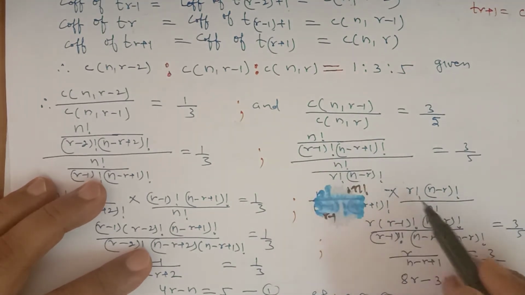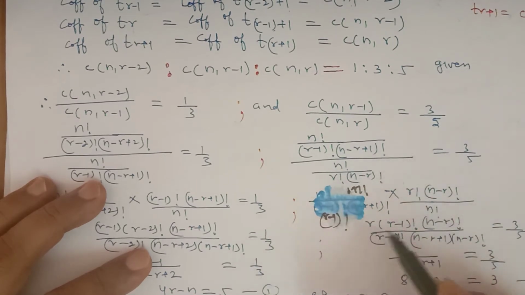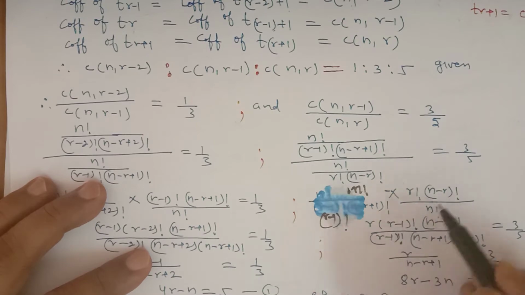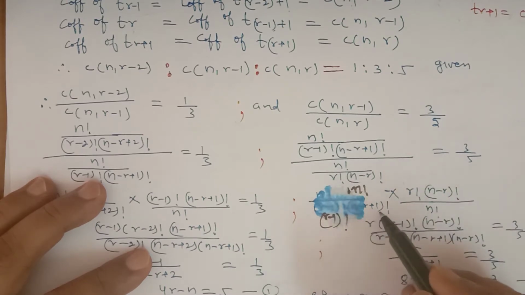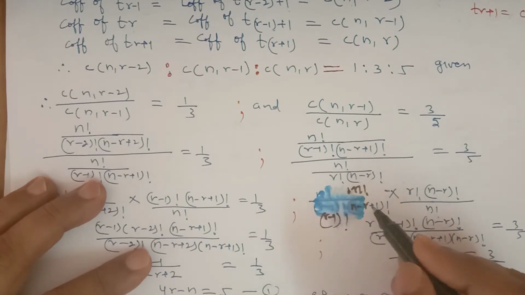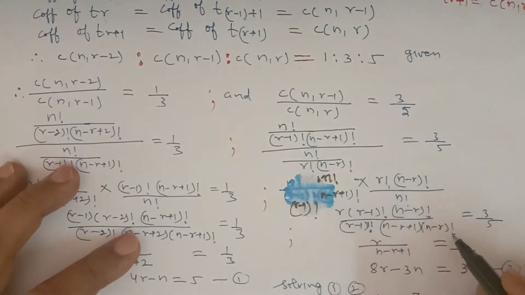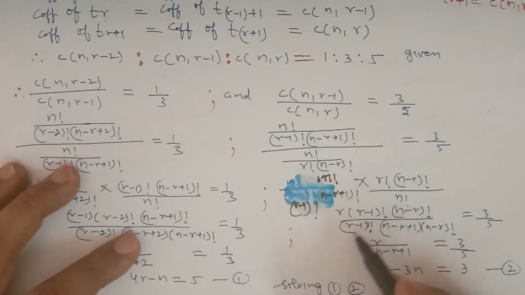To expand the greater one, for r and r minus 1 factorial, you can expand r, which is r into r minus 1 factorial. For n minus r factorial and n minus r plus 1, it is n minus r plus 1 factorial. So you can write n minus r plus 1 into n minus r factorial. So n minus r factorial will be cancelled out. R minus 1 factorial cancelled out with r minus 1.